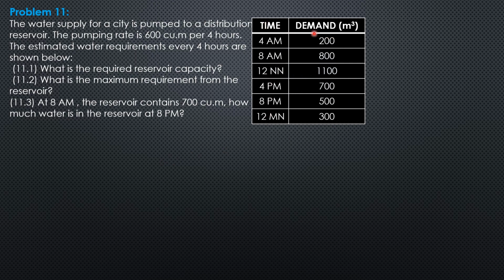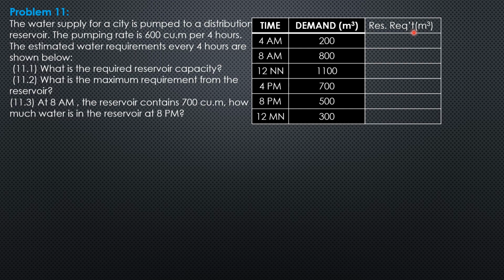We have the time, then the demand. Take note that the pumping rate is 600 cubic meters per 4 hours. So if the demand is 200, then there will be no reservoir requirement because the pumping alone could serve the demand more than enough. So this is the reservoir requirement. So at 4 p.m., since the pumping rate is 600 cubic meters, the demand is only 200, so there's no requirement from the reservoir.